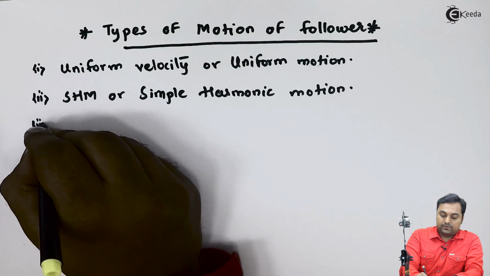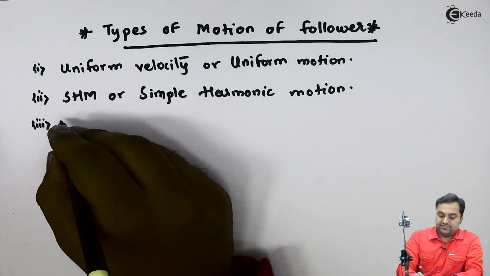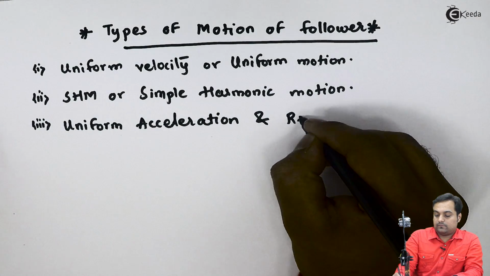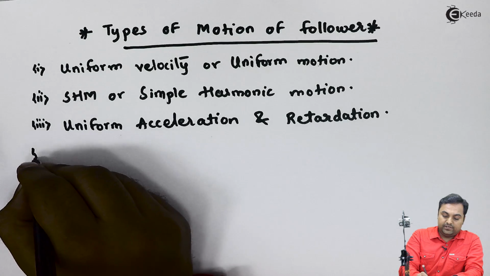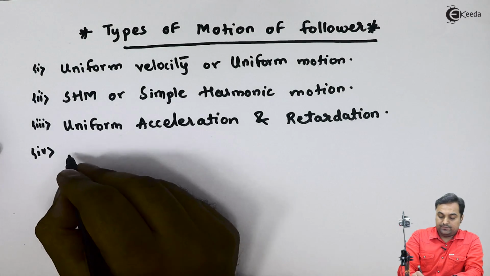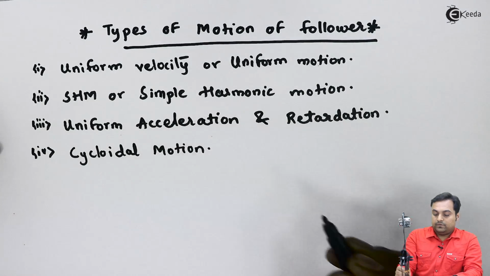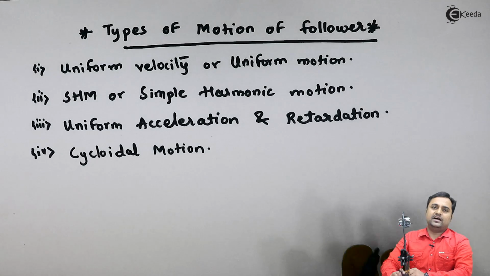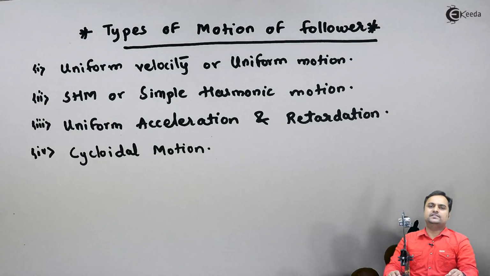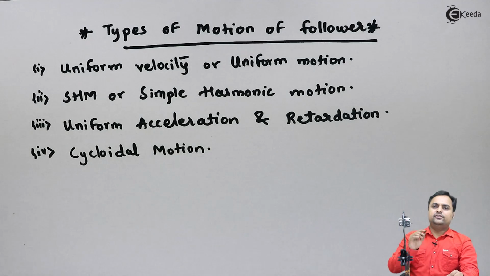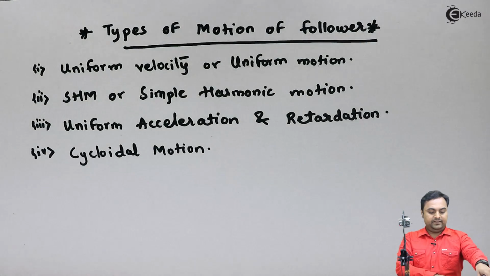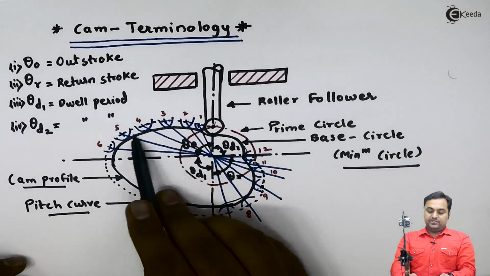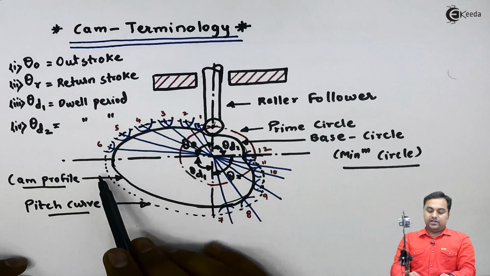Next, we have uniform acceleration and retardation. And the last one is cycloidal motion. So, as I have told before, in case of cams and followers, our assumption while drawing the cam profile is that the cam is stationary and the follower will move around the cam, like we have seen in the terminology part. Cam will be stationary and the follower will move around the cam.